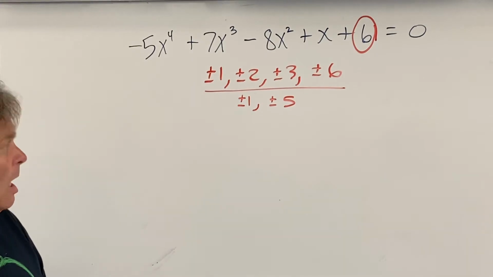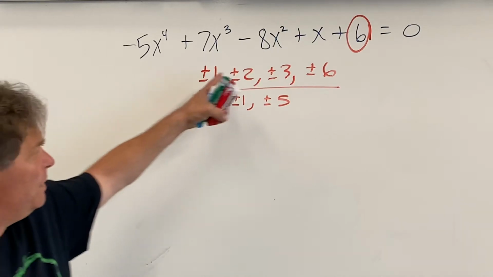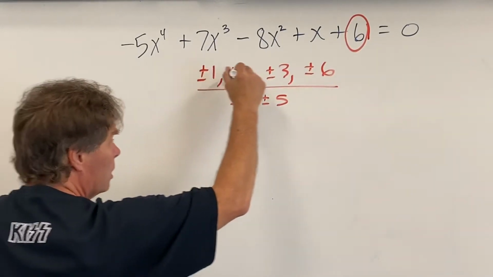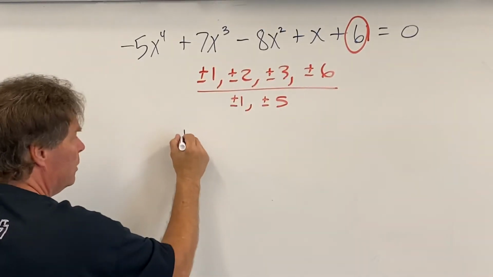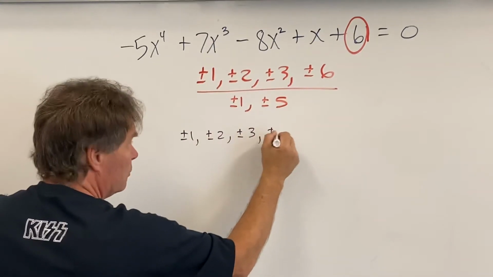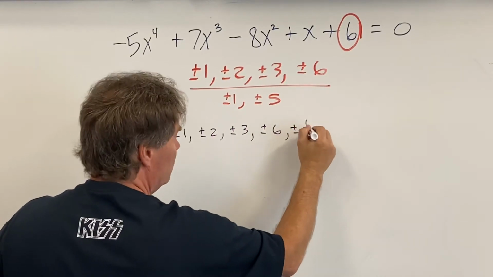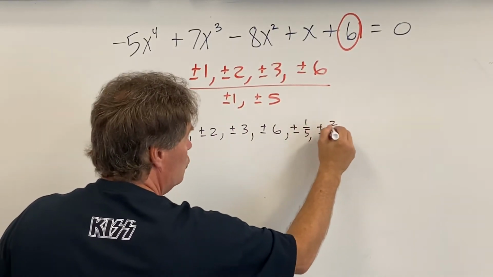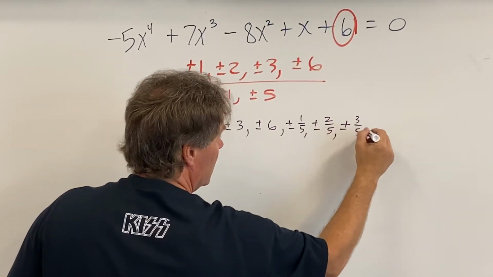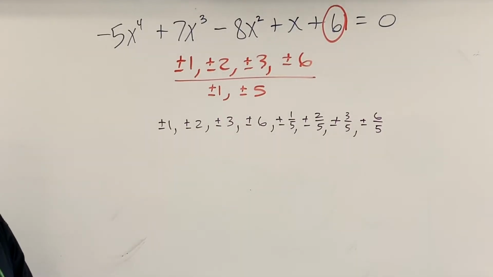Now, I take every possible fraction I can make with these tops and these bottoms. I like to do it in a systematic order. Here's how I do it. I do all of these over 1, so plus or minus 1 over 1, plus or minus 2 over 1, plus or minus 3 over 1, plus or minus 6 over 1. Now over 5: plus or minus 1/5, plus or minus 2/5, plus or minus 3/5, and then plus or minus 6/5. So, there you go.